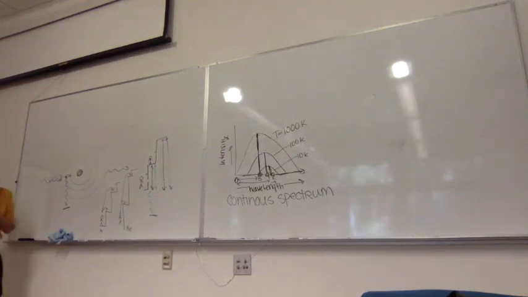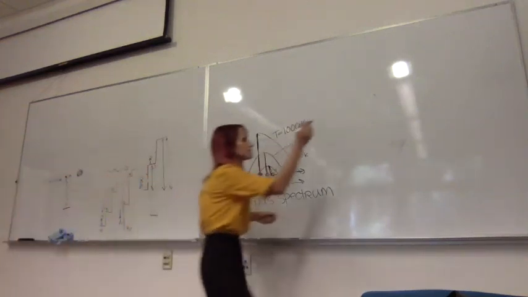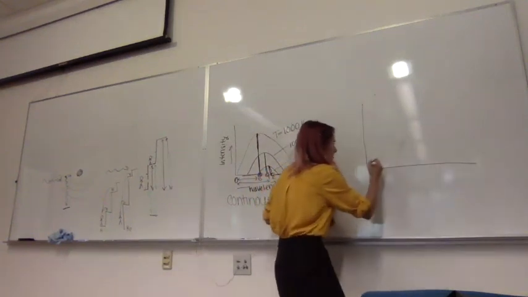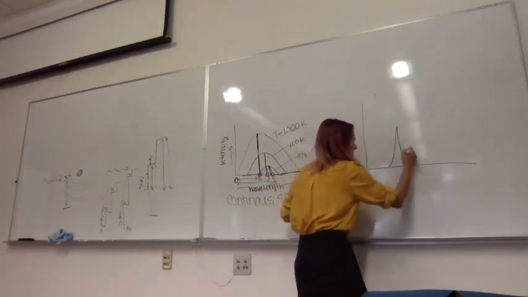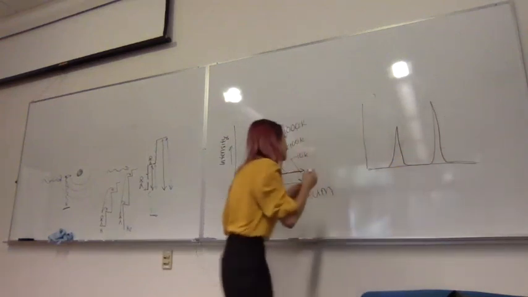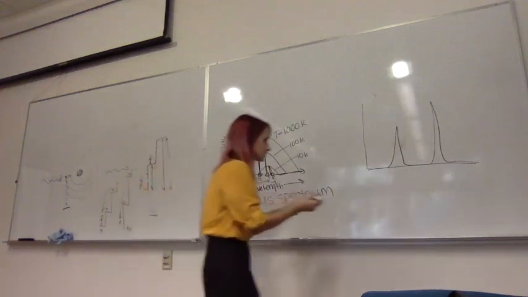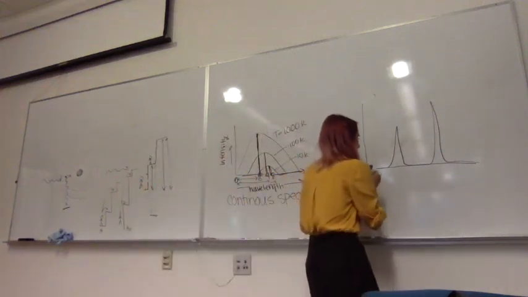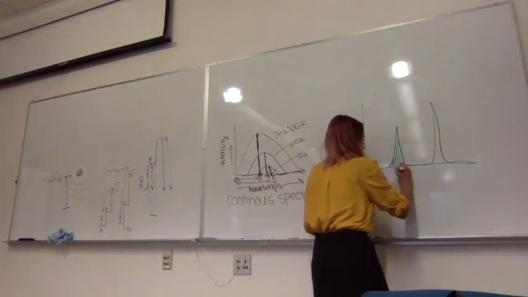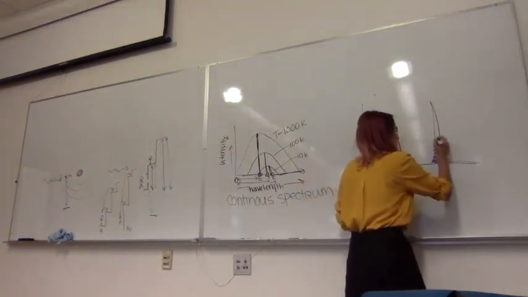So that would be the emission lines. Right. So when you're talking about the spectrum of a hot gas, it just looks like something like this. You know, and this is green. And this is blue.